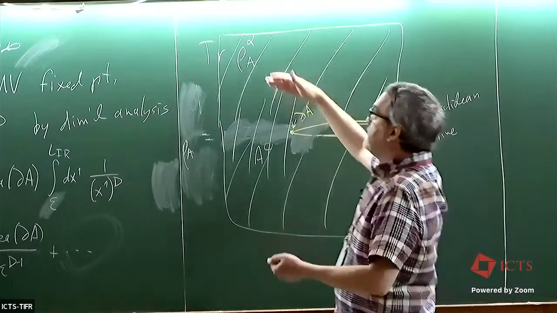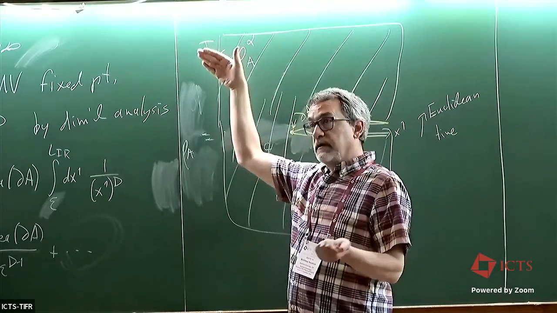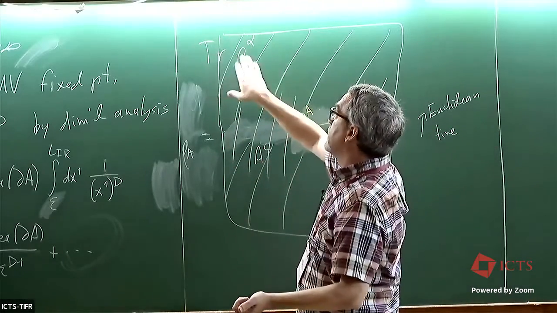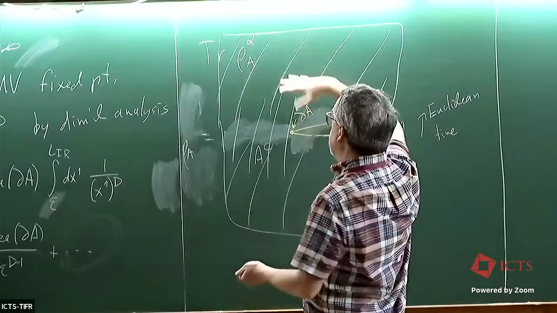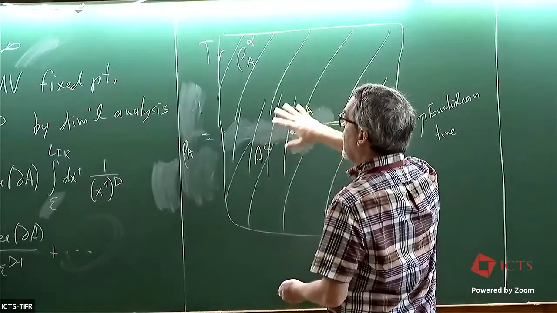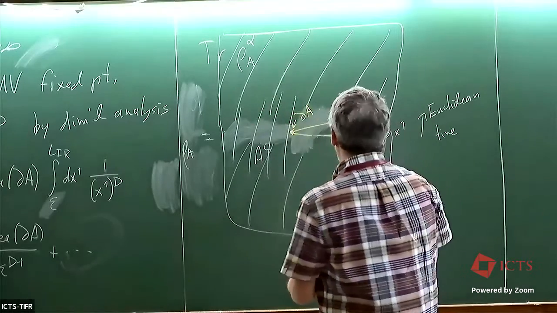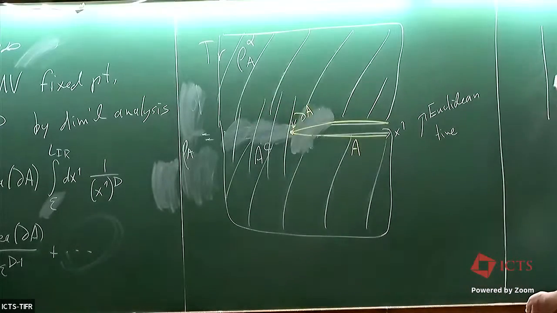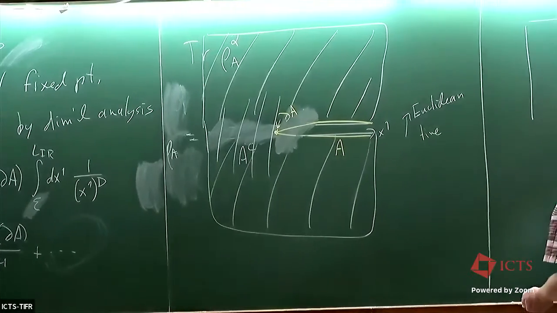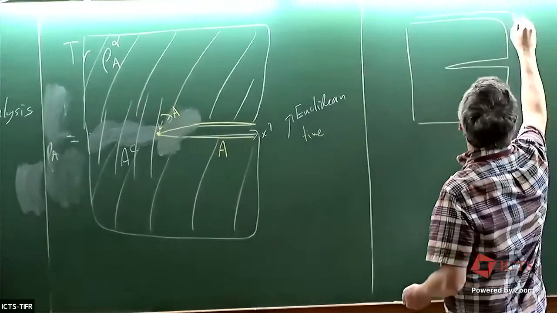And then you have to compute, like the second Renyi, you want to compute trace rho sub A squared. So you take 2 copies of this and then glue it to itself. So you would have something like this. 2 copies.